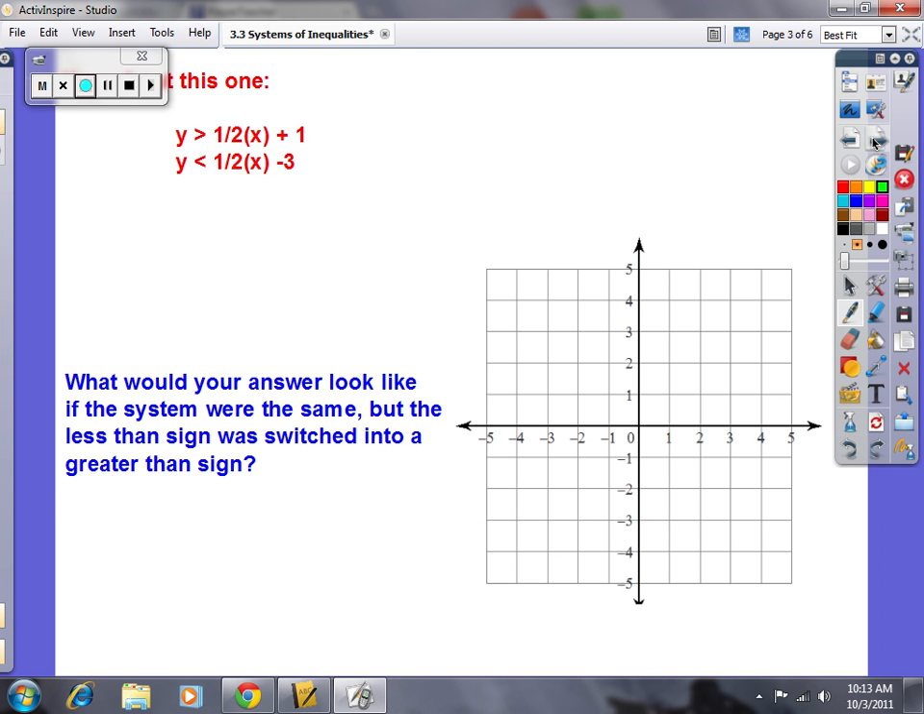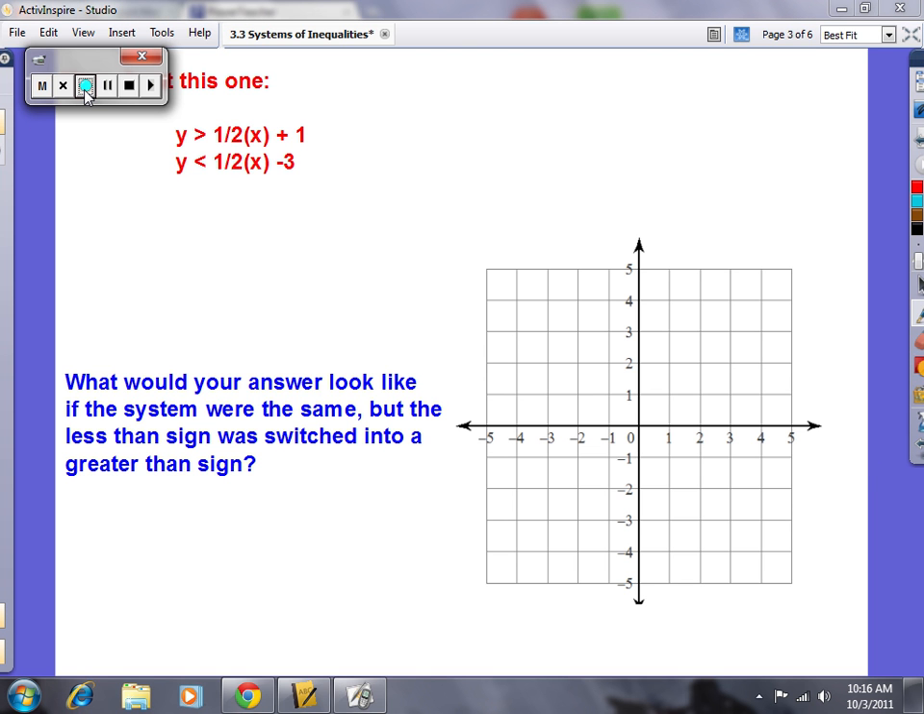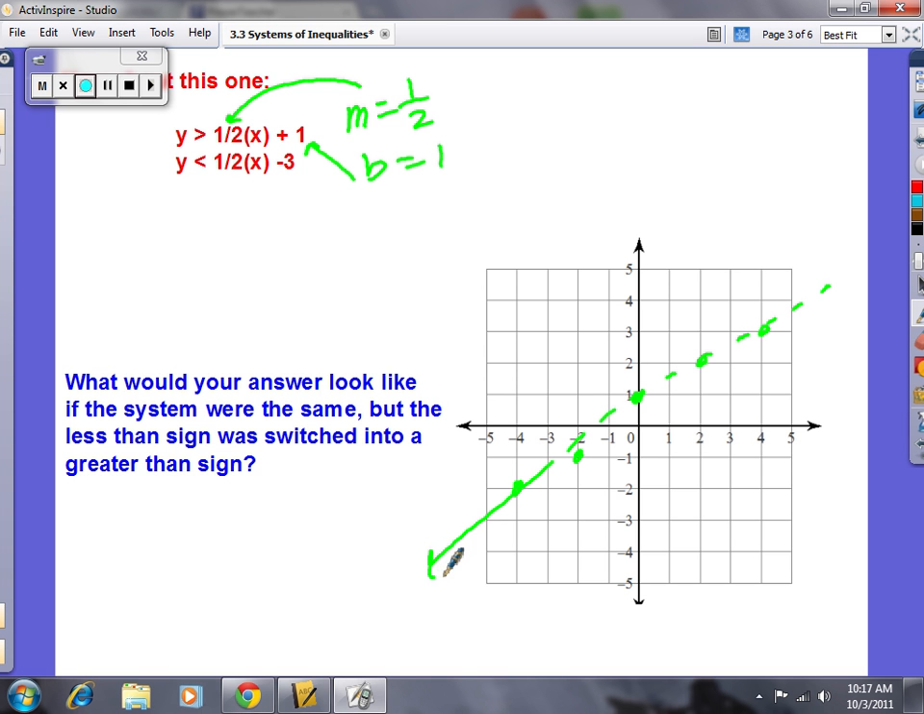Let's try this one. So your m is going to be 1/2 and your b is going to be 1. So if you start up at 1, go up 1 over 2, up 1 over 2, down 1, left 2, and it's going to be greater than, so that's a dotted line. Shade everything above it or below it. Greater than is going to be above.